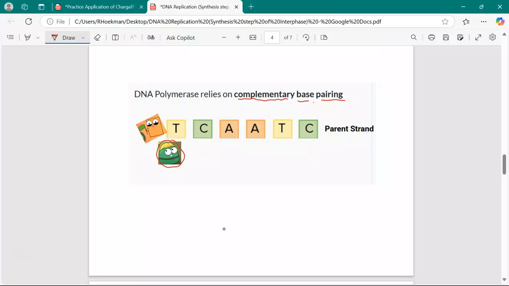So with this, if we have a T, we know an A will get attached. We know if we have a C, a G will get attached. If we have an A, T will get attached, and another T. If a T, an A will get attached. If we have a C, a G will get attached. And it's not just the nitrogen base, it's the whole nucleotide, but the part that they're sticking together is a complementary one.